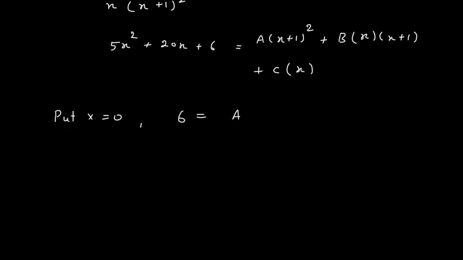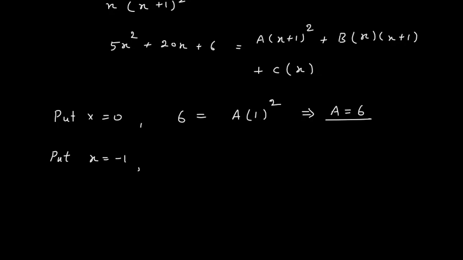So with a, we have now put x equals 0, so it is 0 plus 1 is 1, so a into 1 square. So this will give us the value of a is equal to 6. When we put x is equal to 0, we get a is equal to 6. Next, you have x plus 1. So next you can put x is equal to minus 1.